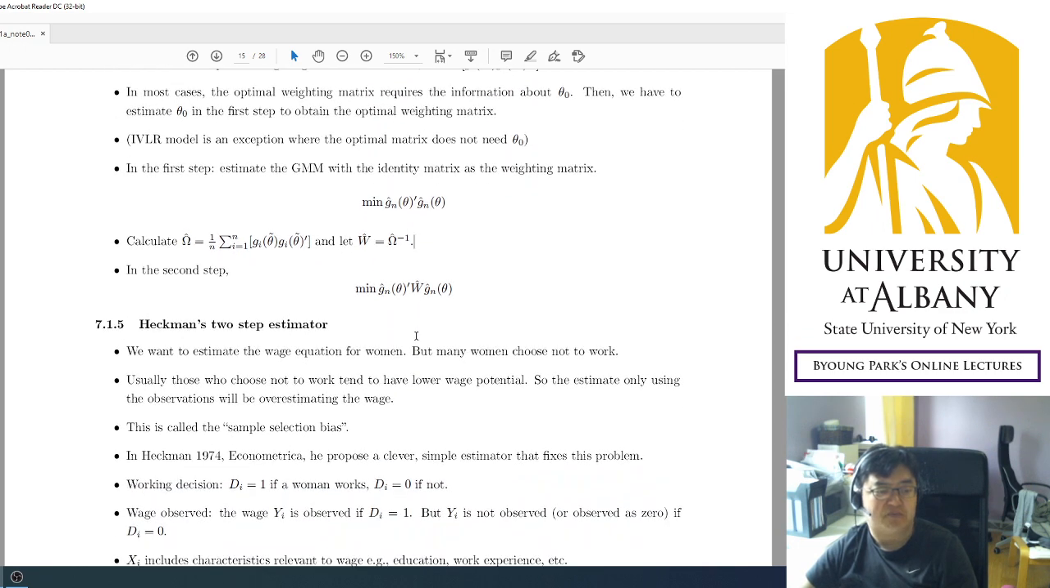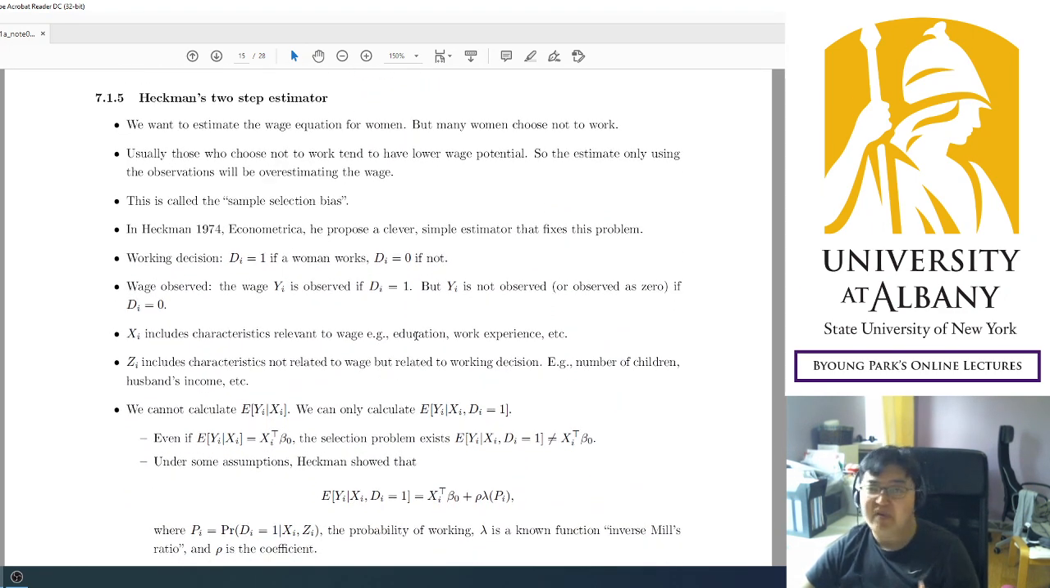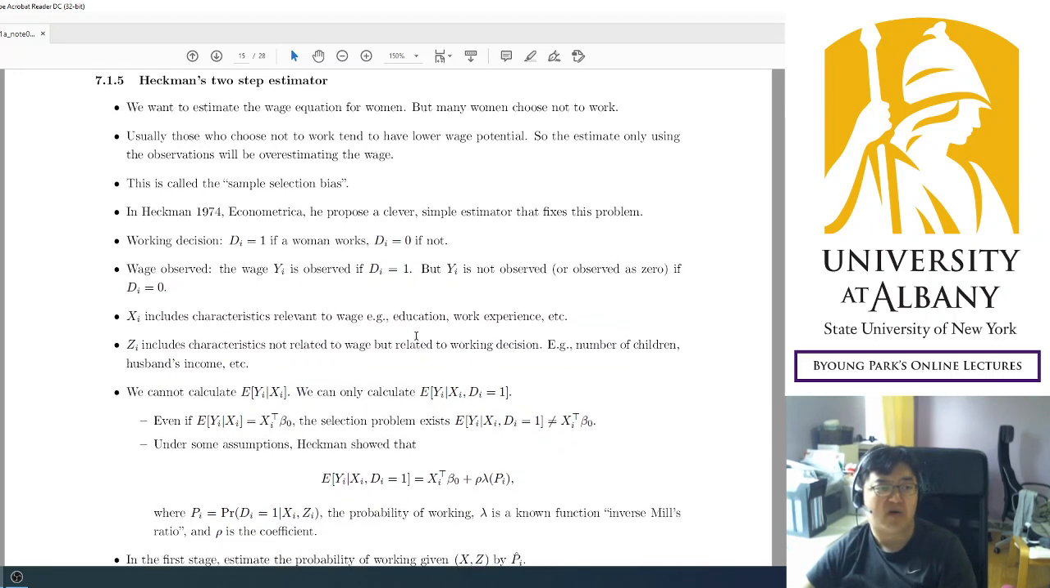And another example, Heckman's two-stage estimator. It is really popular. I don't know if you have heard about this, but I think you are going to learn this in applied econometrics taught by Professor Lahiri. So you don't need to know this at this point, but just listen to how it works.